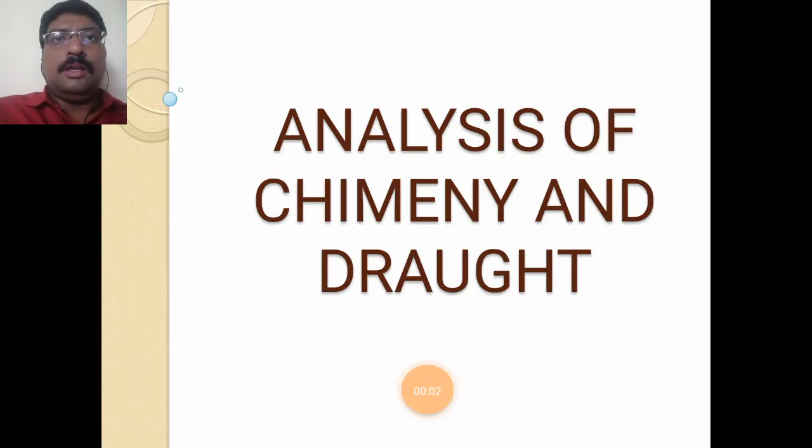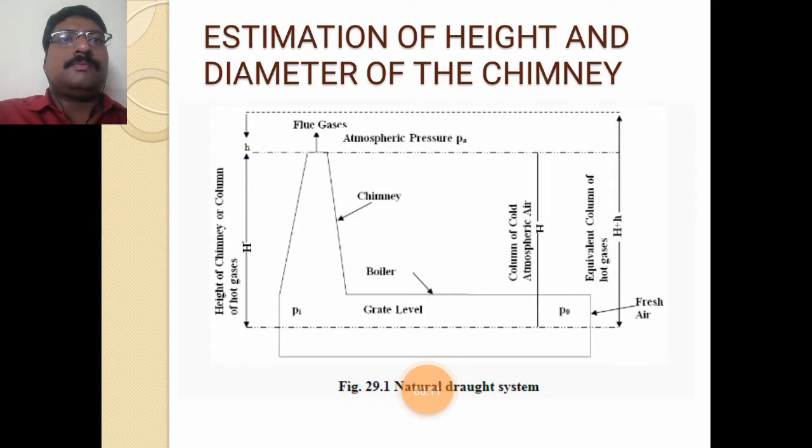Good morning to all. In this video, we are going to discuss natural draught, how to analyze the natural draught system. The natural draught system is obtained by means of a chimney. So now we have to calculate, first estimate, the height and diameter of the chimney. So this is the natural draught system.